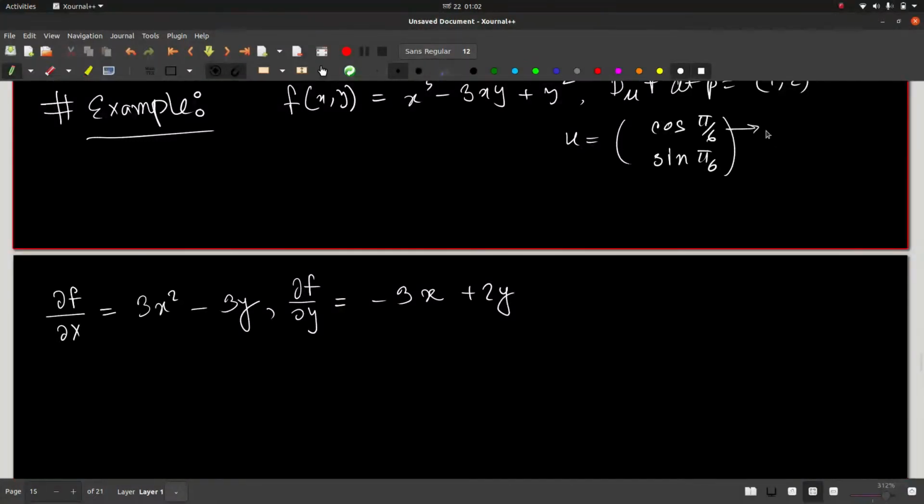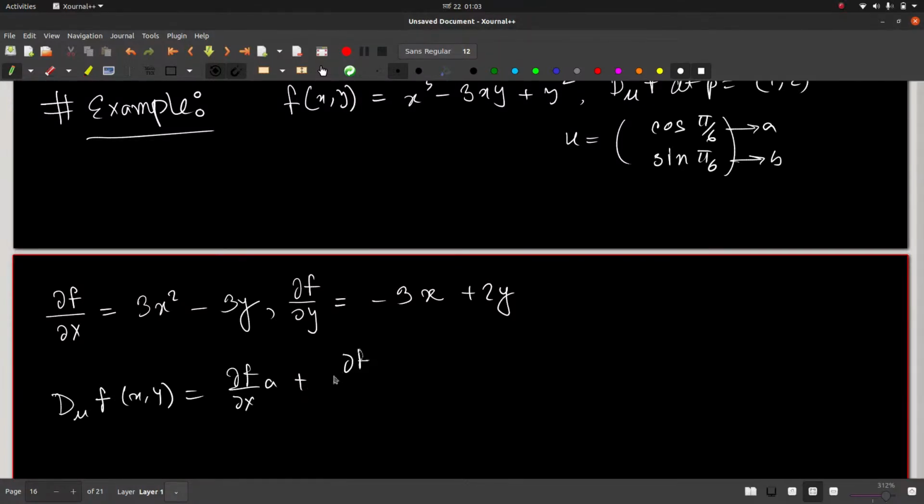And now this can be thought of as A, this can be thought of as B, like we derived in our formula, and we can finally write that this is nothing but df dx A plus df dy B, which is just 3x squared minus 3y times cosine pi by 6 plus 2y minus 3x sine pi by 6.